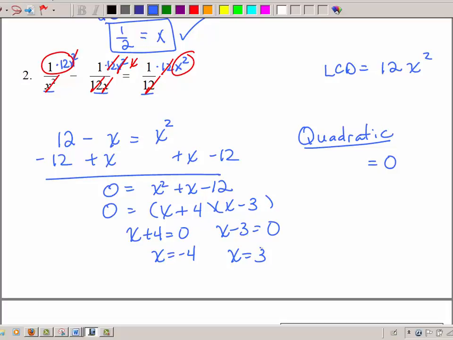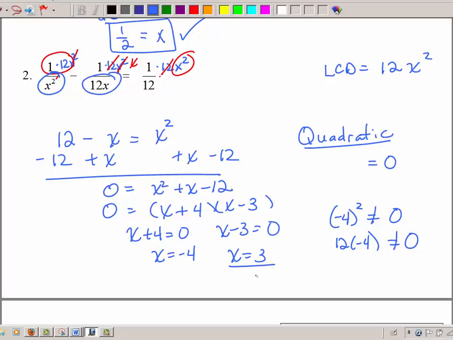And again, we must check both answers back into the denominator. So again, let's look at those denominators. X squared. If I put negative 4 squared, that is not 0. 12 times negative 4 is not 0. If I do the same thing for 3, 3 squared is not 0, and 12 times 3 is not 0. That's all you're checking, so both of these answers are keepers. And yes, we're going to do an example where you're going to get an extraneous solution. So let's see if that comes up next.